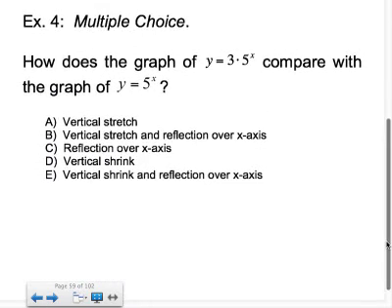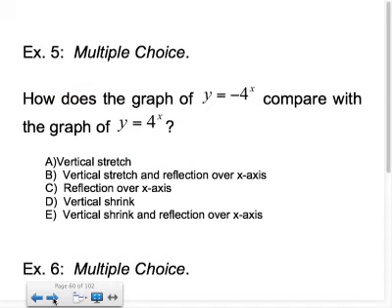Okay, so example 4, it says, how does the graph of y equals 3 times 5 to the x compare with the graph of y equals 5 to the x? So the only difference is this 3 is throwing us in a loop. Okay, and that's my A. You're always looking at your A. So the first thing you say, is it a stretch or is it a shrink? In other words, is this number bigger or smaller than 1? It's bigger than 1, which means it's going to be a stretch. Okay, and then the second part is, is it negative? The answer is no, so that means there's no reflection. So this thing is very simply a vertical stretch of that graph.